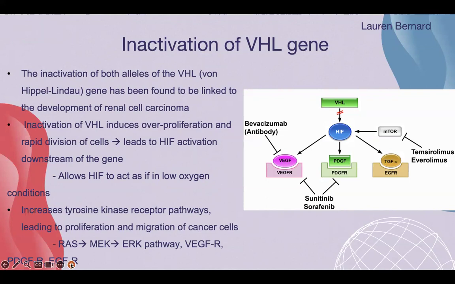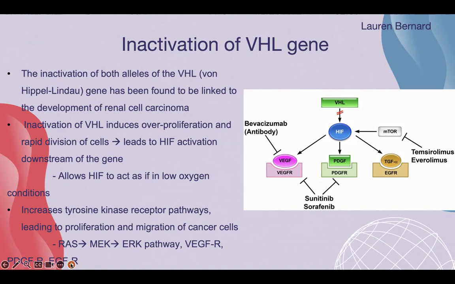Additionally, the VHL gene has been found to be mutated in all hereditary renal carcinoma and in over 50% of the sporadic cases. The inactivation of VHL will not only induce proliferation, but will activate the HIF gene downstream from VHL. This is typically caused by mutation, methylation, or a complete loss of the gene itself. And activation of HIF, or hypoxia-inducible factor, will lead to the proliferation of hypoxia-inducible genes by allowing HIF to act as if it were in low oxygen conditions.